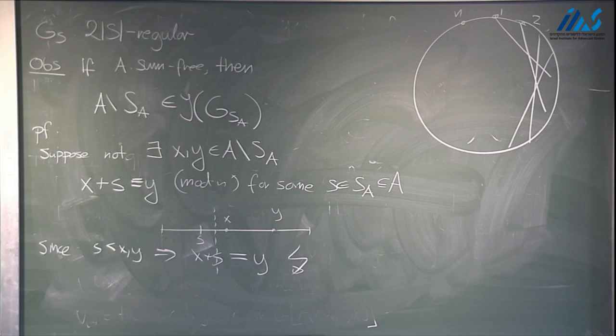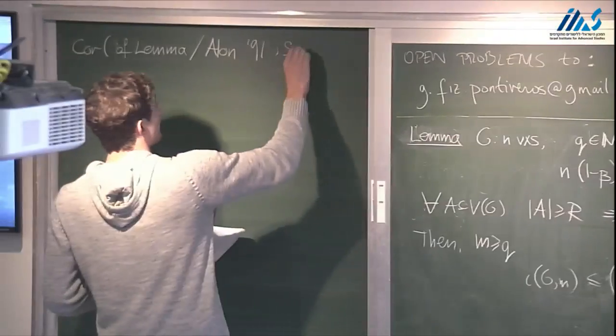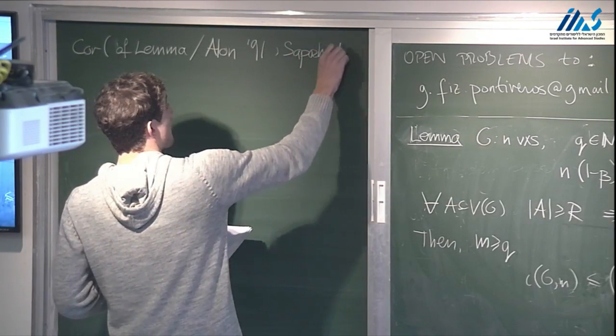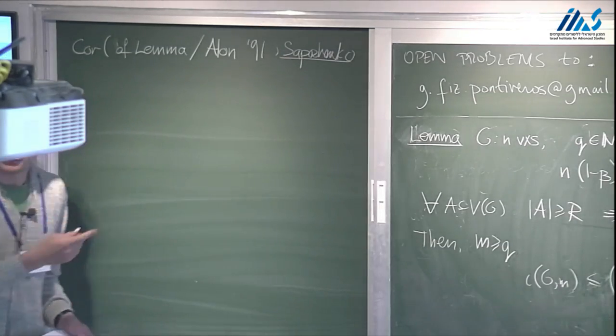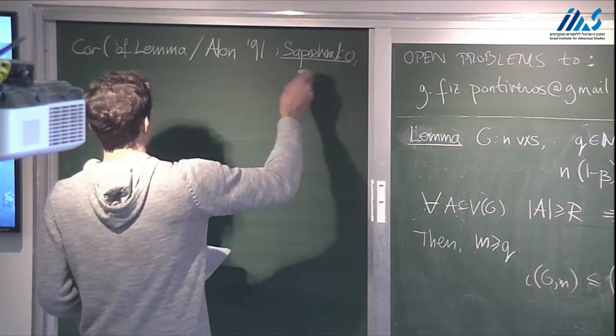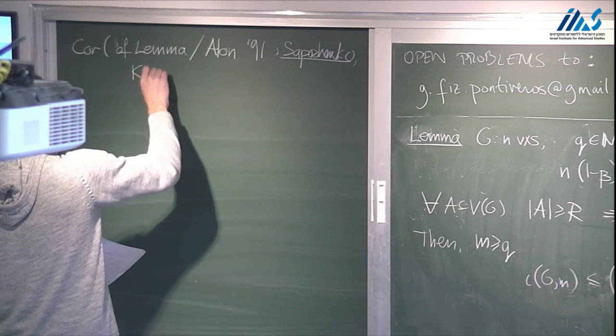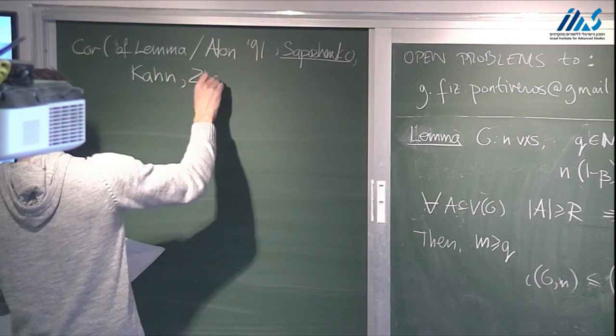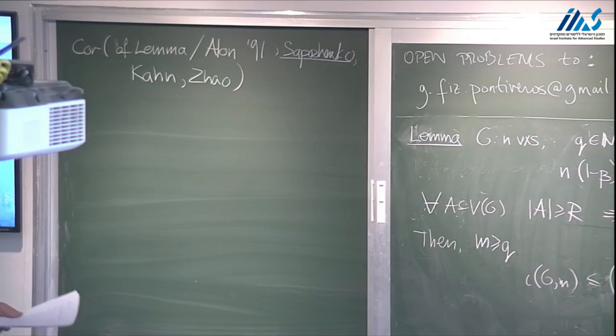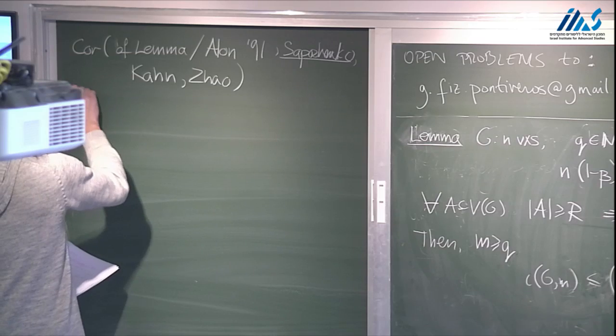Now, why is it good? Because we have the following corollary of the lemma, which was originally proved by Noga in the same paper, and then versions of it were reproved by Sapozhenko. The version due to Sapozhenko is the version whose proof I'm going to present now. And also stronger statements have been proved by Jeff Kahn and Yufei Zhao. And the statement is the following.